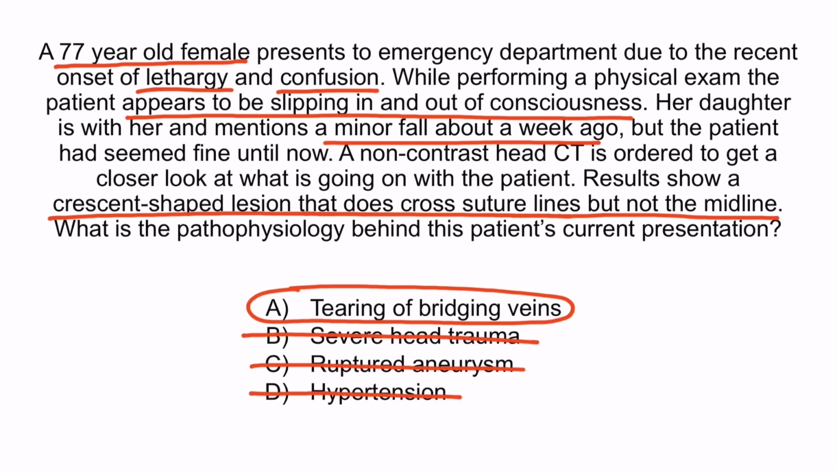Answer choice D is incorrect because hypertension is the typical cause of an intraparenchymal hemorrhage, which often results in ischemia to the basal ganglia. And that concludes this section.